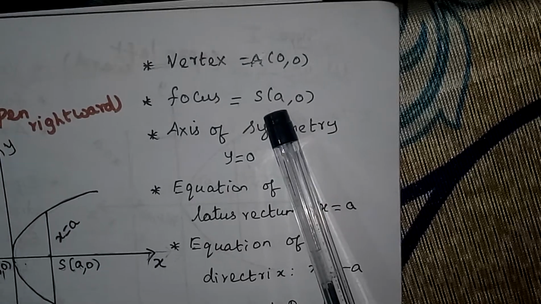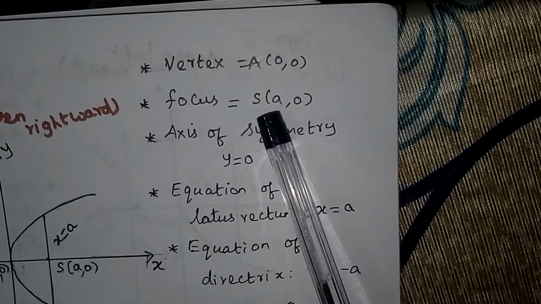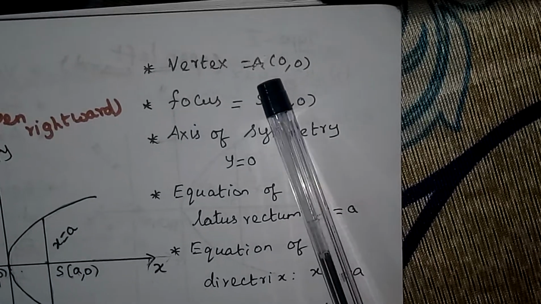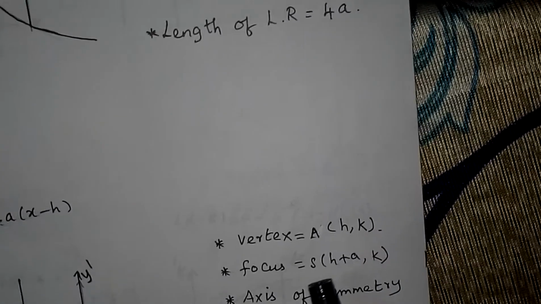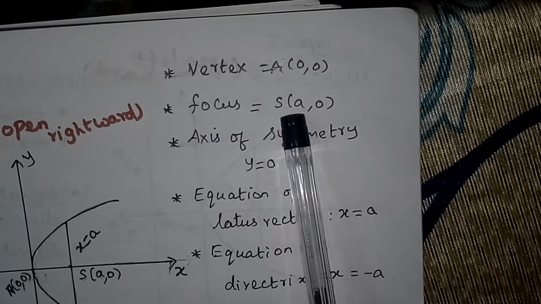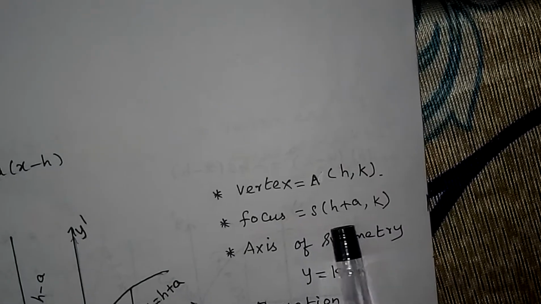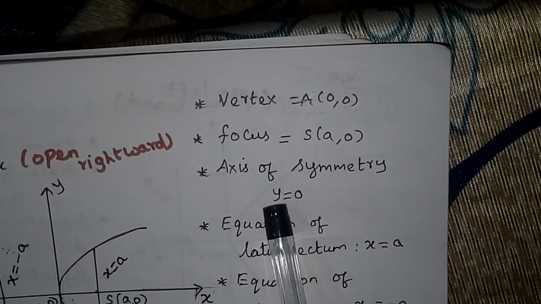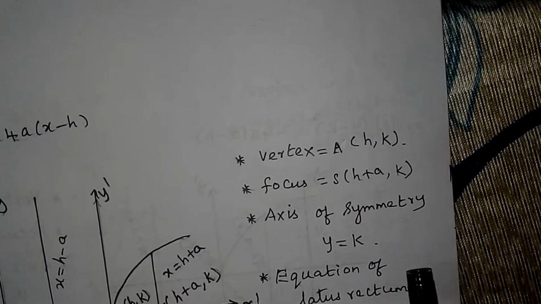What change will come is, along with the x value, you have to put h plus. Along with the y value, you have to put k plus, like that. So the vertex will become h comma k. Then same way, the focus: we add h, so h plus a comma k. Then axis of symmetry means, here we have y, isn't it? To y we have to add k. So 0 plus k is k. So y equal to k.